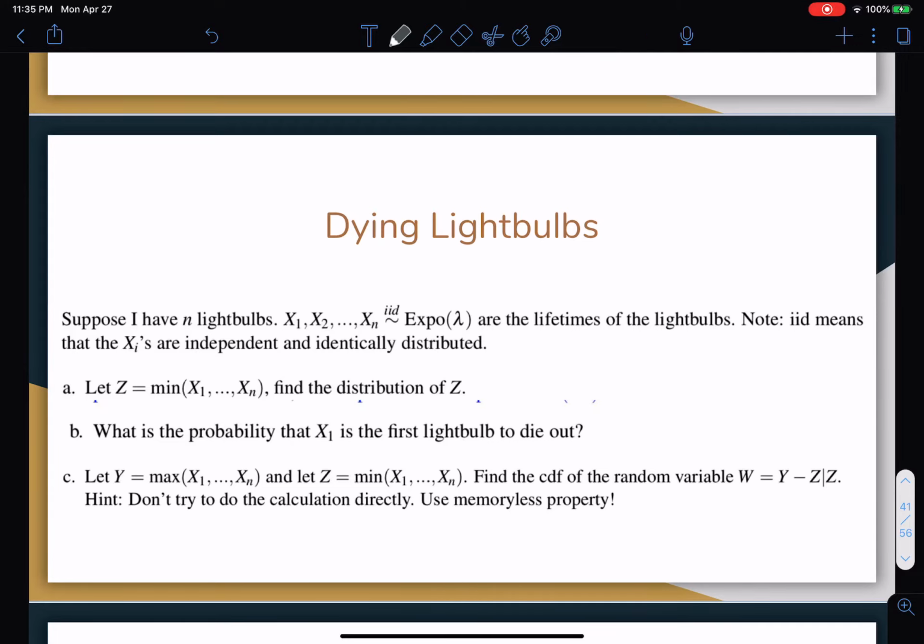C, let Y be equal to the maximum, so the longest living light bulb, and let Z be the shortest living light bulb. Find the CDF of the random variable Y minus Z given Z. So you're given Z, you're given what the minimum is, now you just want to find Y minus Z. Don't try to do the calculation directly, use the memoryless property. You can calculate it directly, but it gets very, very messy.